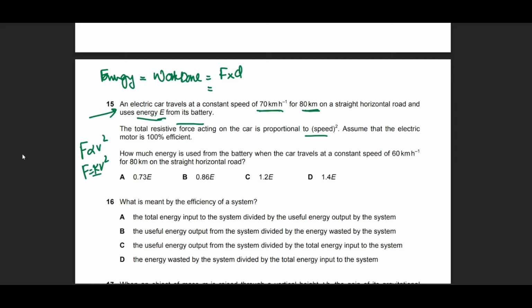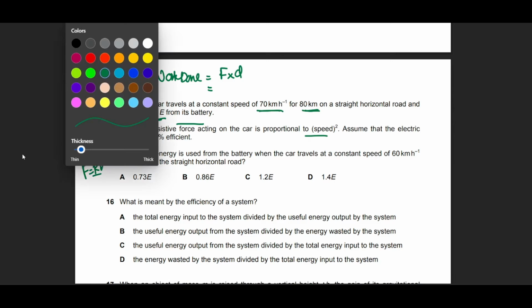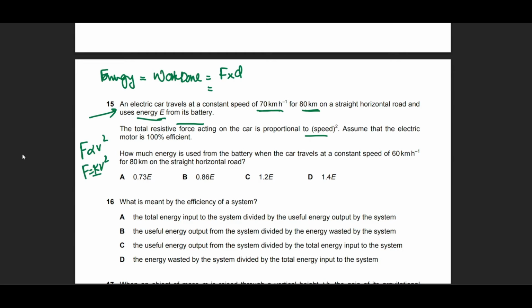Now this is the K that I'm talking about. Either involve this or don't involve this, it does not matter. So let's involve this, because I understand that dealing with proportionality becomes difficult without the constant. So this is going to be K times V squared times D. This is my starting equation.